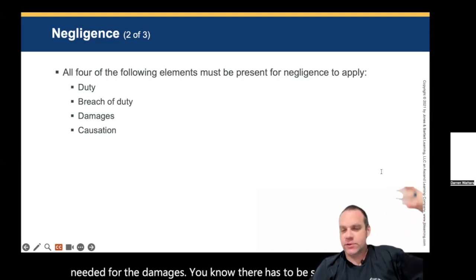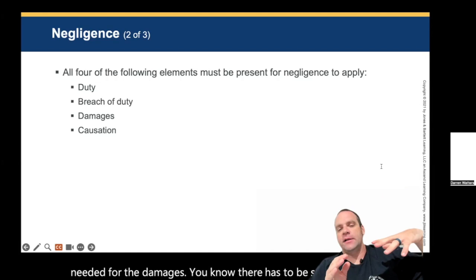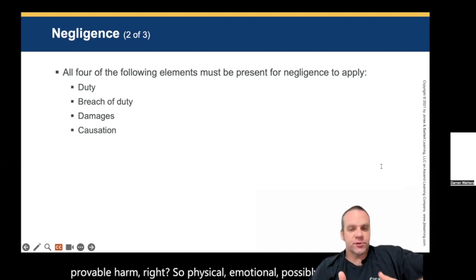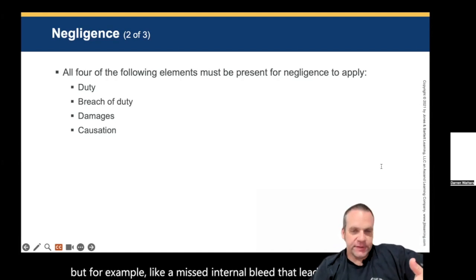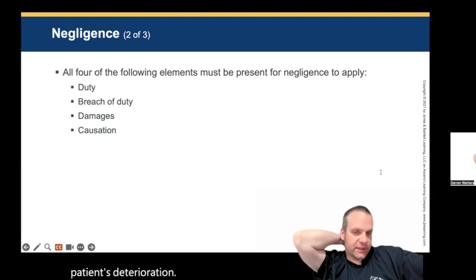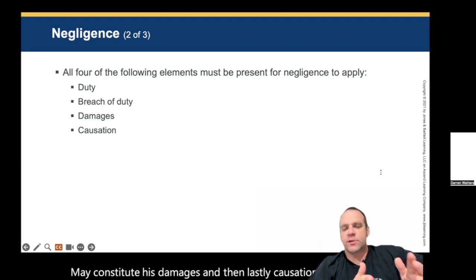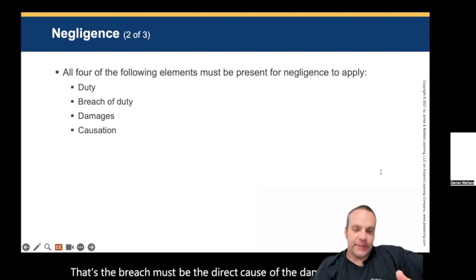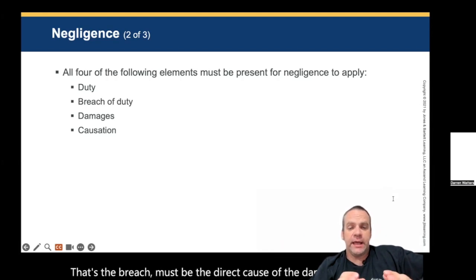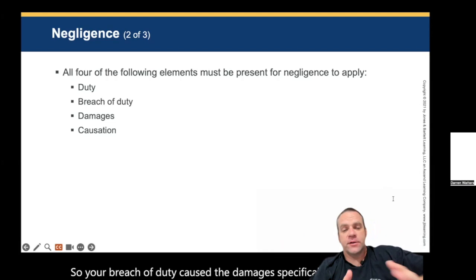So physical, emotional, possibly financial. But for example, a missed internal bleed that leads to a patient's deterioration may constitute damages. Okay, and then lastly, causation. The breach must be the direct cause of the damages. Right. So your breach of duty caused the damages specifically. In other words, the harm wouldn't have occurred if not for your specific breach.